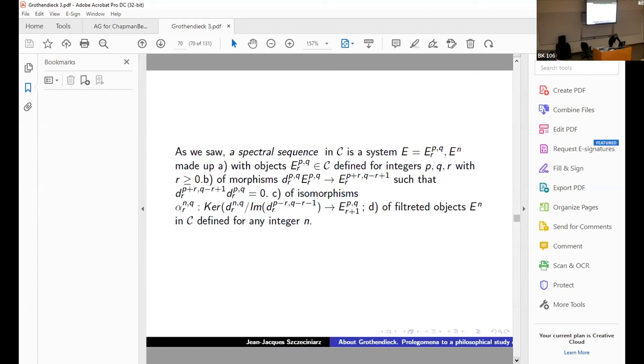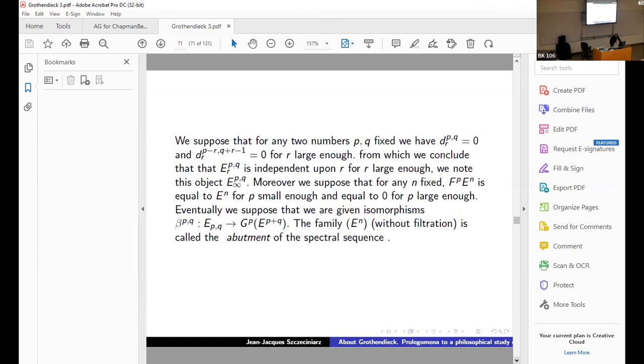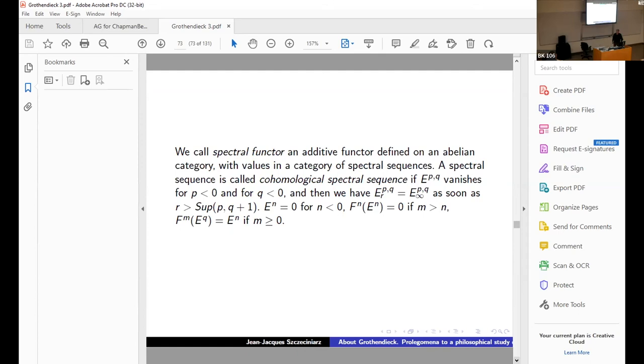Now, as we saw, a spectral sequence is a system of objects, and we will have these morphisms, filtered objects, that we can obtain in this situation. So, maybe one or two definitions more.